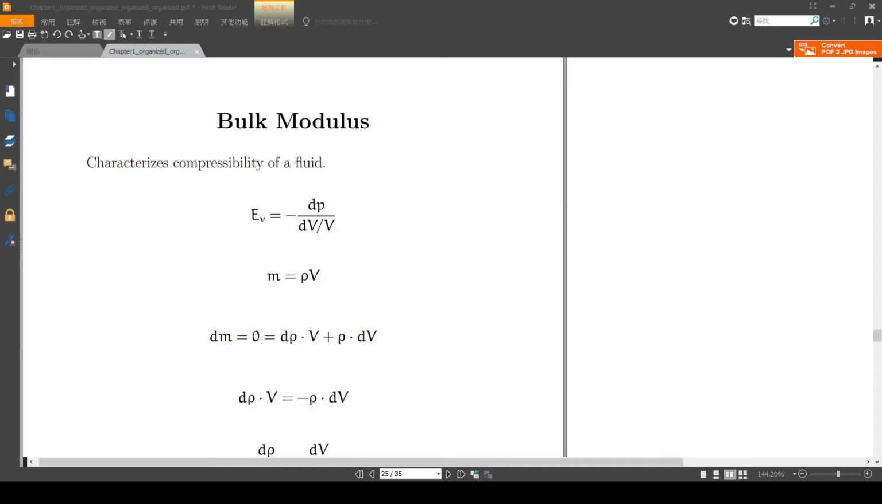Now we are talking about the compressibility of fluid. First, we want to talk about the bulk modulus, which can characterize the compressibility of a fluid. The situation works like this. Originally, you have a fluid here. This is your fluid.